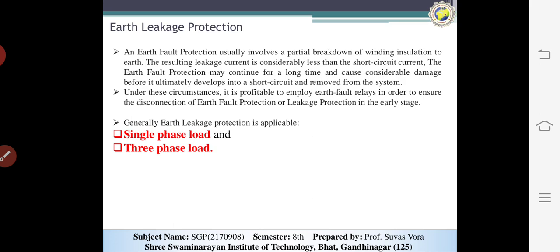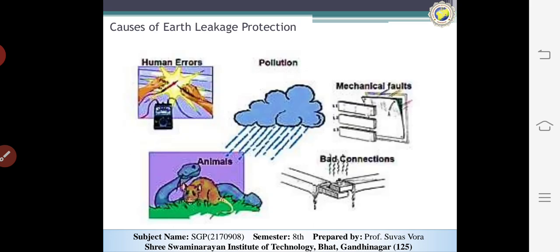Now we discuss some leakage problems. Many times the insulation of the body of the appliances fails, and these appliances become live. The body of the appliances is generally earthed, and in case of insulation failure the leakage current flows through the metal body of the appliances to the earth. So this is one problem that occurs when insulation failure occurs.